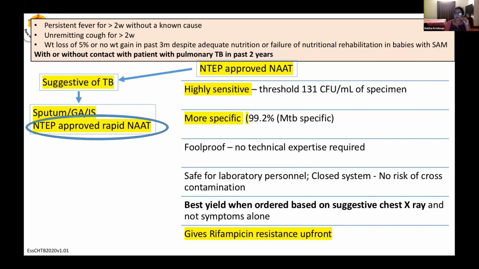And this point I would like to highlight. The best yield of NAT is when it is ordered based on a suggestive X-ray and not symptoms alone. We always have a tendency, when we get a patient, to say, send a CB-NAT. That should not be the case. You should first take an X-ray, and only if it is suggestive, you have to send a CB-NAT. Otherwise, the yield will be less. That is a change as per the latest guidelines.